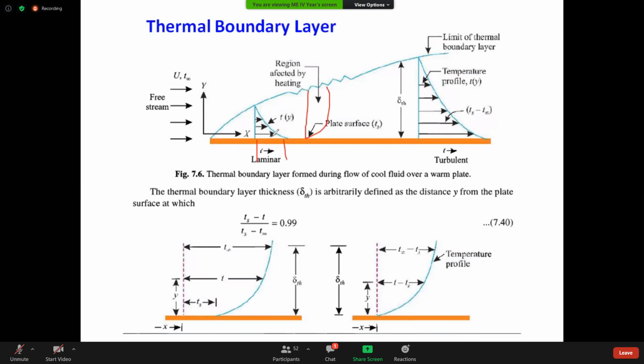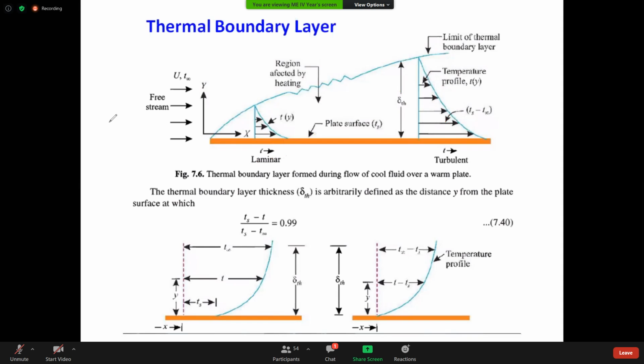Whenever the velocities keep on increasing, what happens? The temperature difference reduces. It could be a laminar flow or a turbulent flow. The temperature variation will be like this. So this is the elaborated view. That means, what is this? The thermal boundary layer thickness.